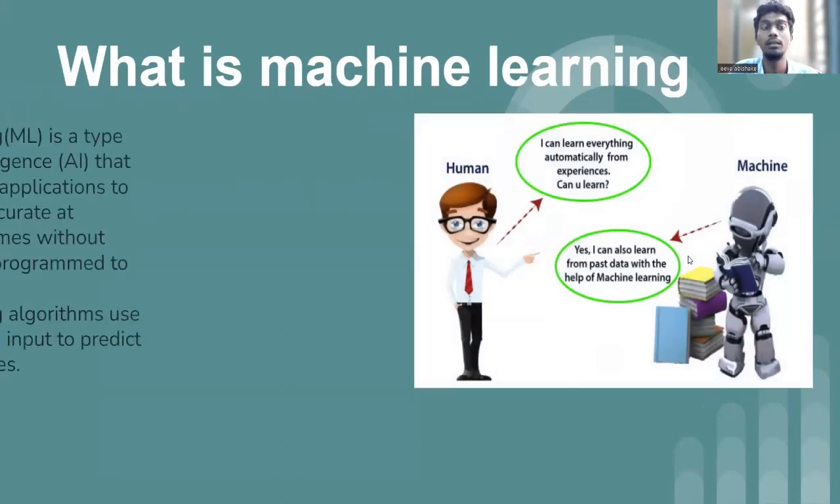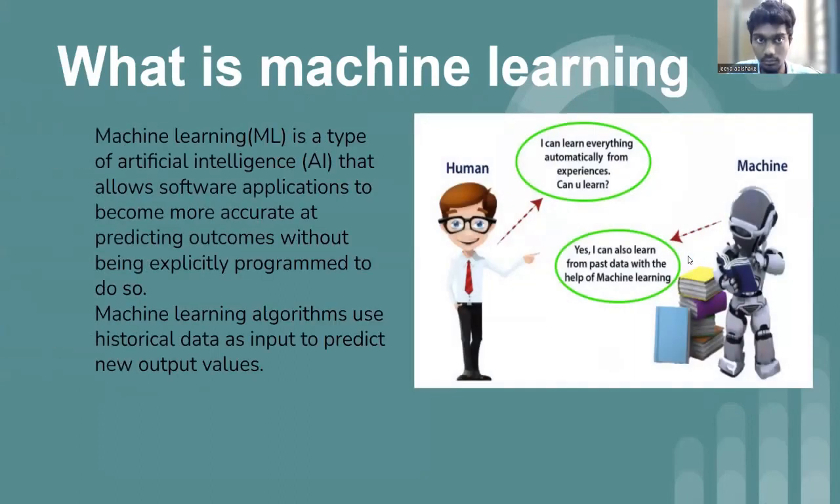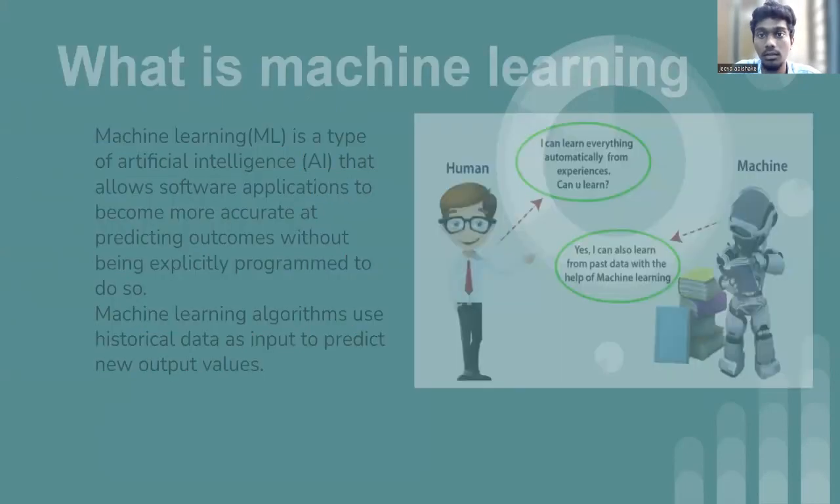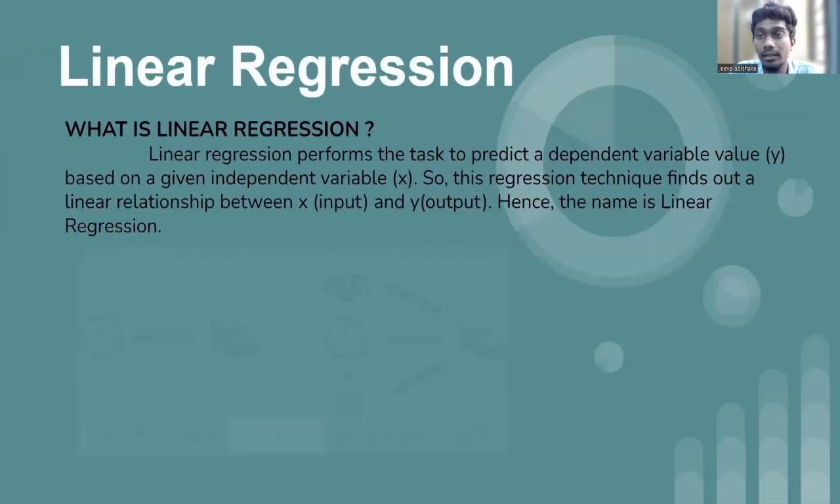So the first slide will be, what is machine learning? Machine learning is a study of algorithms that improve their performance from previous experience by doing some task. So it can predict accurate and precise output. So that is what a machine learning algorithm does. Next will be linear regression.